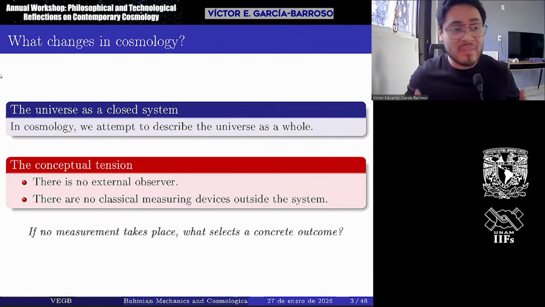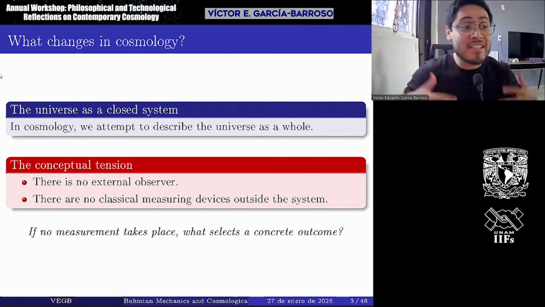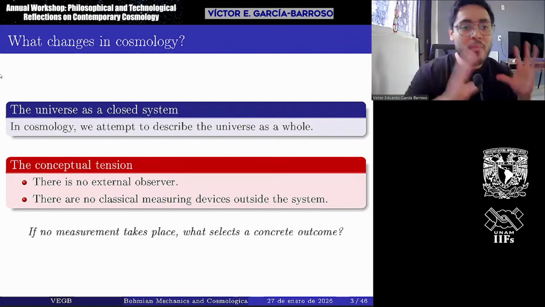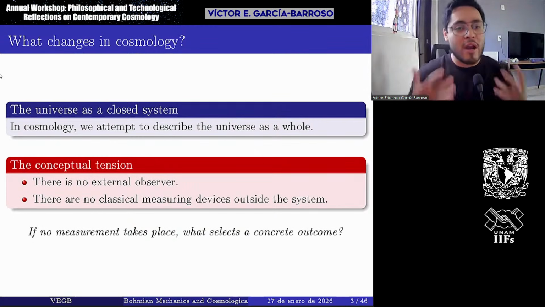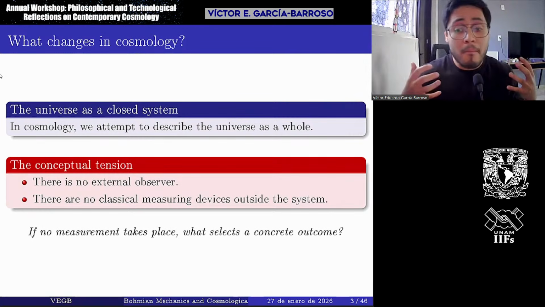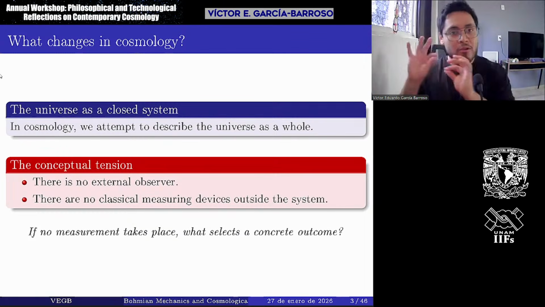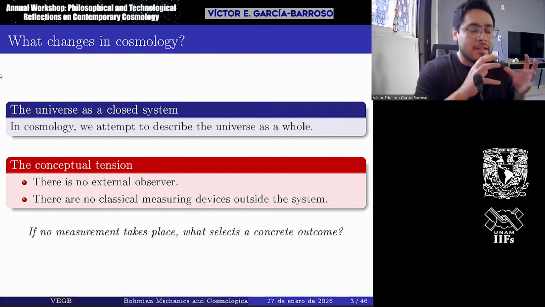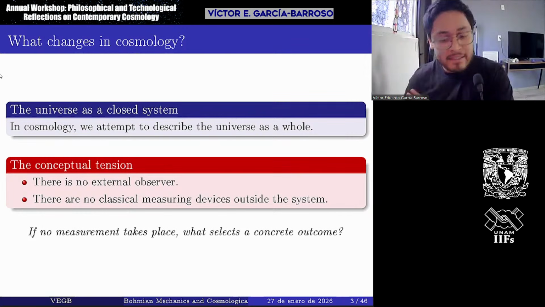If the system is everything, there is no outside. There are no external devices to make a measurement. So this forces us to ask, if there is no measurement, how does the universe choose a specific reality? How do we go from probabilities to actual facts?